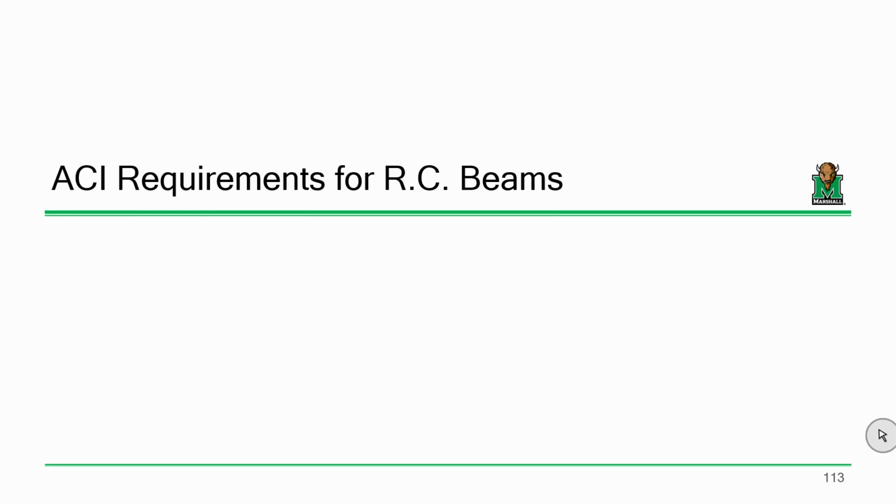Just a real quick recap of where we left off. I started to discuss some of this stuff with you last time, but you all didn't have the slides, so I've got these slides together. This is just the ACI requirements for reinforced concrete beams. And this applies to just about any element made out of reinforced concrete that undergoes bending. So these requirements will apply across the board.